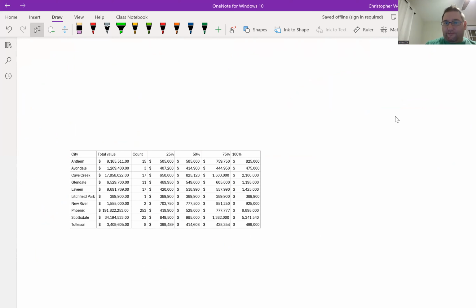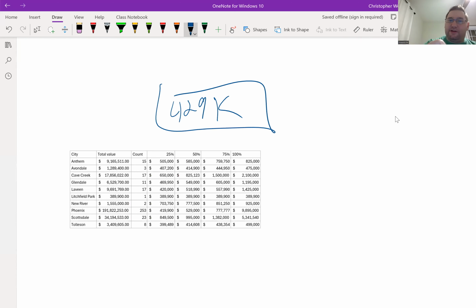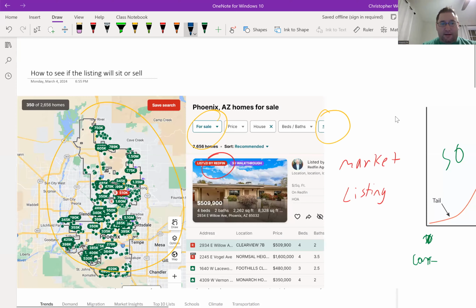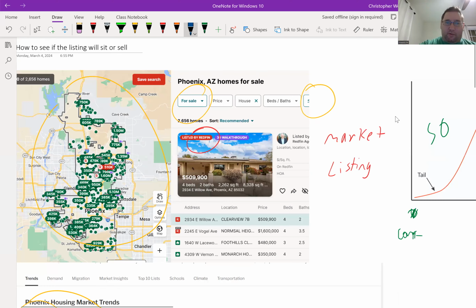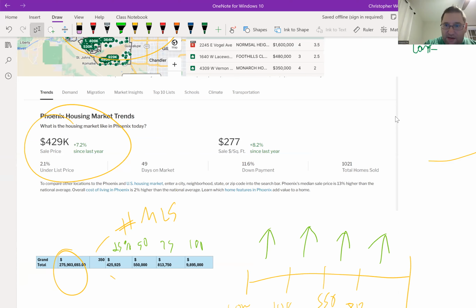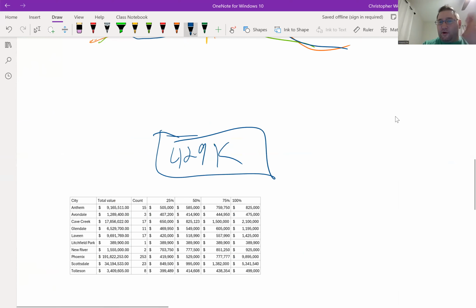Let's see what we got. But we know that 429 is the sales price, the middle sales price, right? The average or the mean or the mode. They're all different. They all mean something different, but I don't necessarily know what they said in this market report. What does it say? It just says sales price. It doesn't say median sales price. Okay, so it's the median. So we know the median sales price is 429.